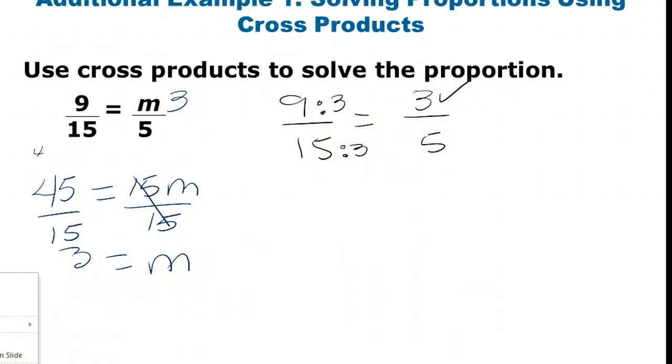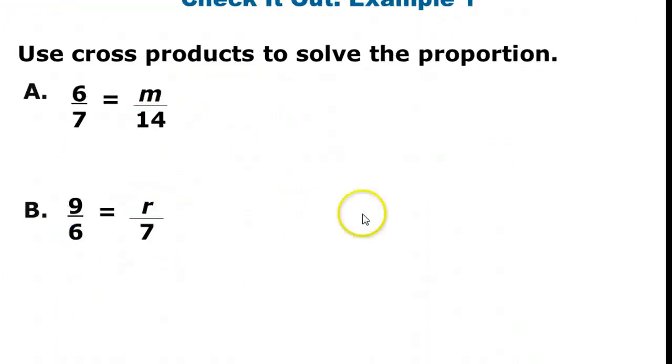Alright, so let's go ahead and do some examples. Alright guys, go ahead and find the missing value for M and the missing value for R here in the second proportion.